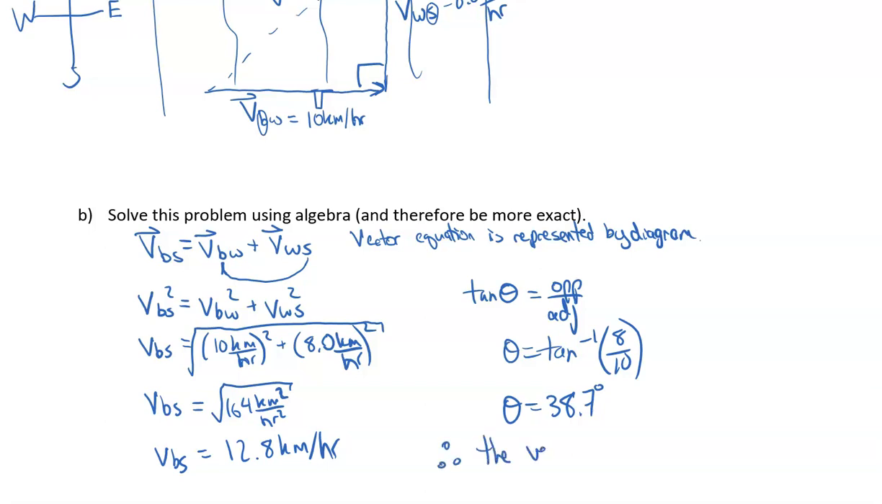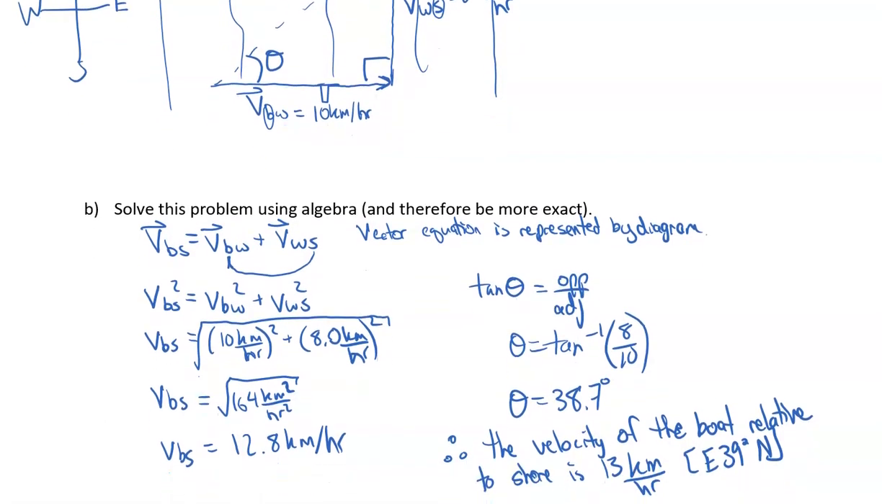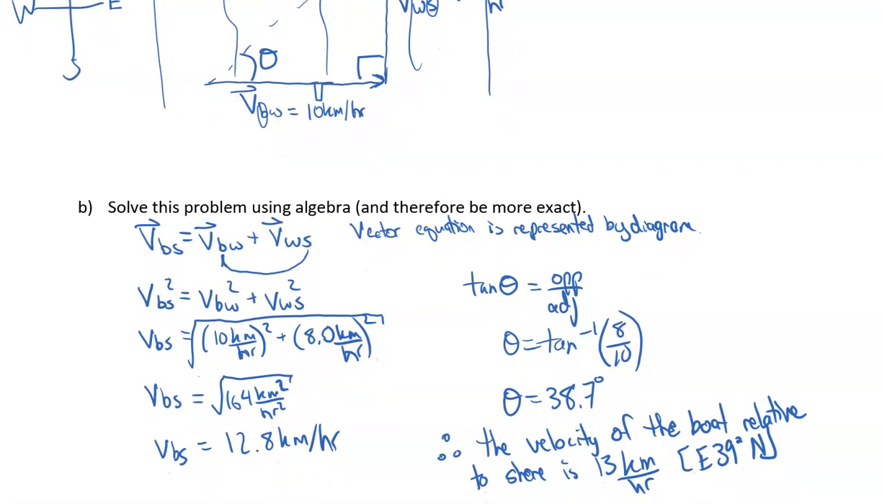Therefore, the velocity of the boat relative to shore is, we take two significant digits, so it's 13 kilometers per hour, 2 sig digs, east, 39 degrees north. And we can see that just from the diagram, because this is the angle I took right there, the diagram above. So it's 13 kilometers per hour east, 39 degrees north. And so now we deal with some other questions and some common misconceptions.